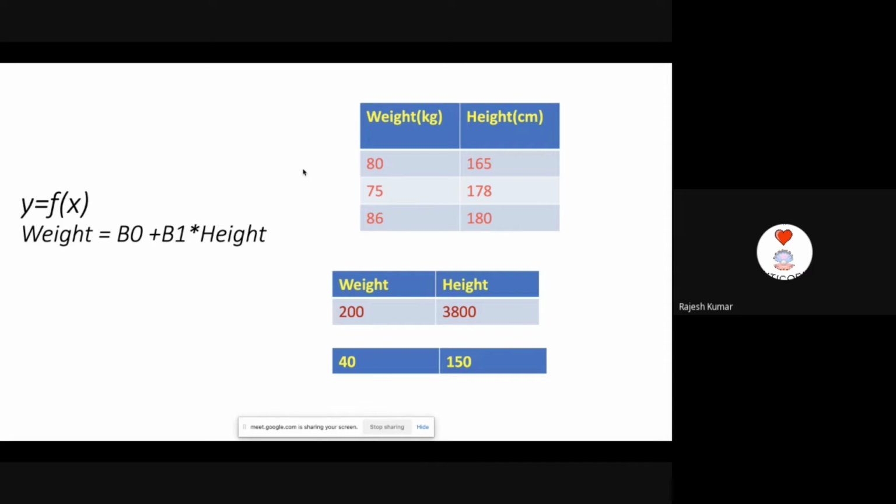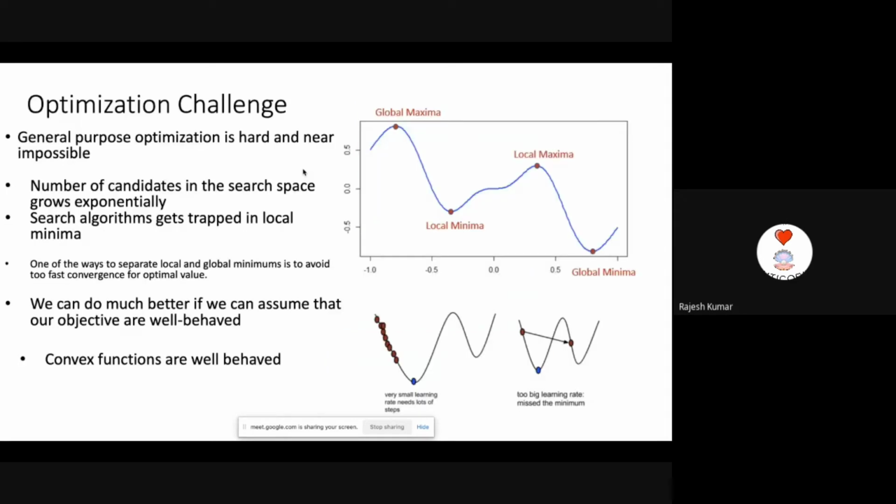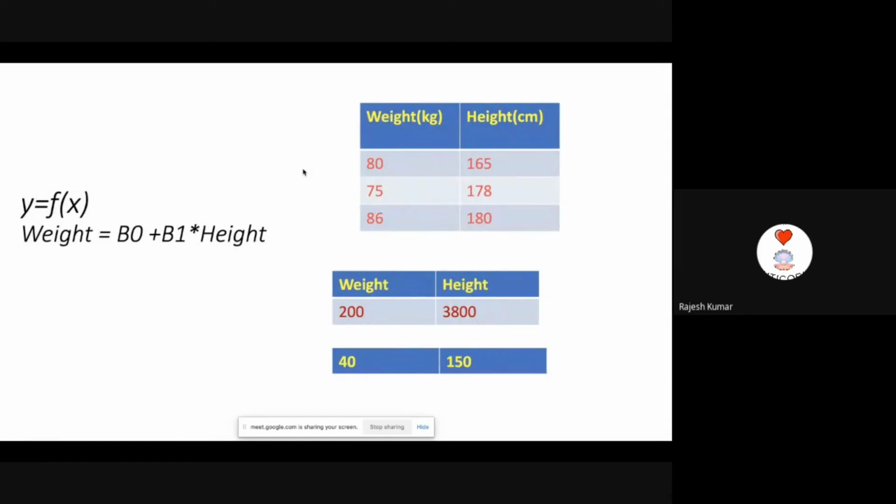All right, hope you got it. Now, how we narrow down this value to B1, that is the very next important thing. Since we have discussed this, I will quickly take you through that as well, then we will go back. Now, keep this equation in mind: weight is equal to B0 plus B1 into height.